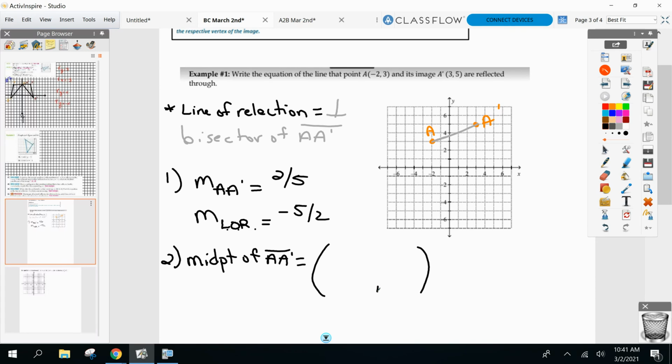Omni, wasn't it like x1 plus x2 over 2 and then y1 plus y2 over 2? You got it. Add your x's, x1 and x2, divide by 2, and then y1 plus y2 divided by 2. So you guys go ahead, use A and A prime, use their x and y coordinates, and find the midpoint. Some of you are saying, well, how is that going to help me? You'll see.